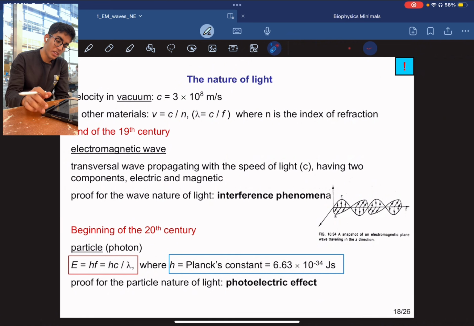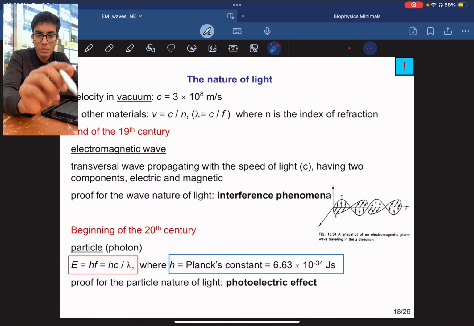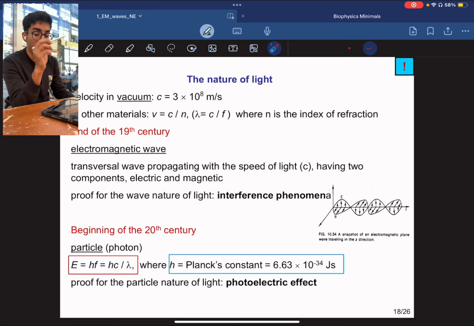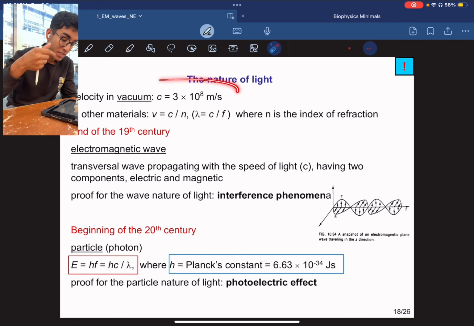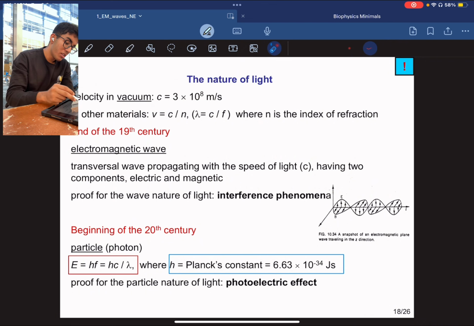Leave this. Nature of light. Now, in chemistry as well, in the med chem lectures, if you watch them, you'll know that we have done the nature of light. We know that in some situations it acts like particles, in some situations it acts like waves. Okay? Velocity of light in vacuum, this is okay.